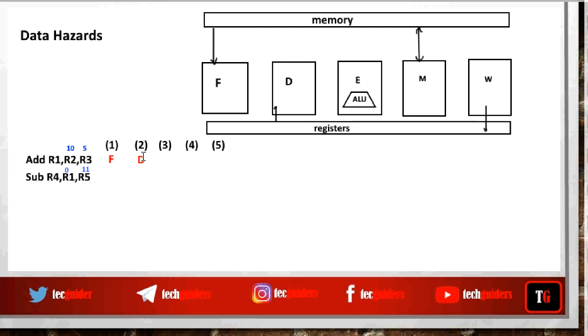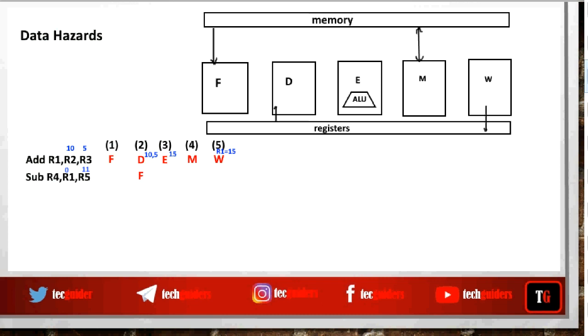In the second clock cycle, we will decode this instruction and the operands are loaded from the registers. In the next clock cycle, we will execute the add operation and the sum or the result will be available. The memory stage is idle and this result will be written to the register R1 only at the end of the write back stage, at the end of the fifth clock cycle. Now in clock cycle 2, while this instruction is in the decode stage, our fetch unit is free, hence we can start fetching the next instruction.